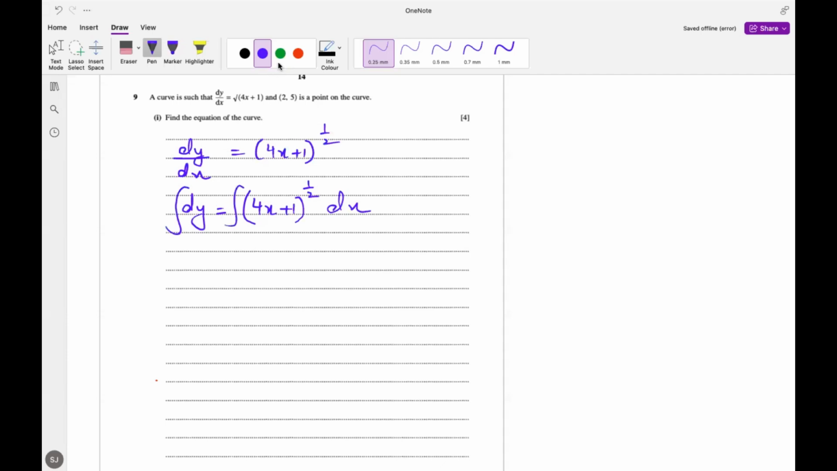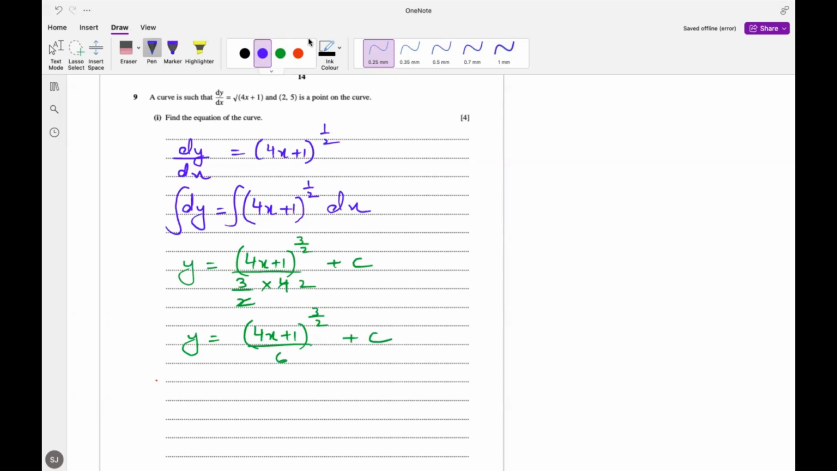Integrating both sides, dy will become y. When we integrate, we increase the power by 1. So this will become (4x plus 1) to the power half plus 1, which is 3 upon 2. We will divide by the new power 3 upon 2, and also in the denominator we'll multiply by the derivative of 4x plus 1, which is 4, and we add a constant c. So the equation will be of the form y equals (4x plus 1) to the power 3 upon 2, divided by 6, plus c.